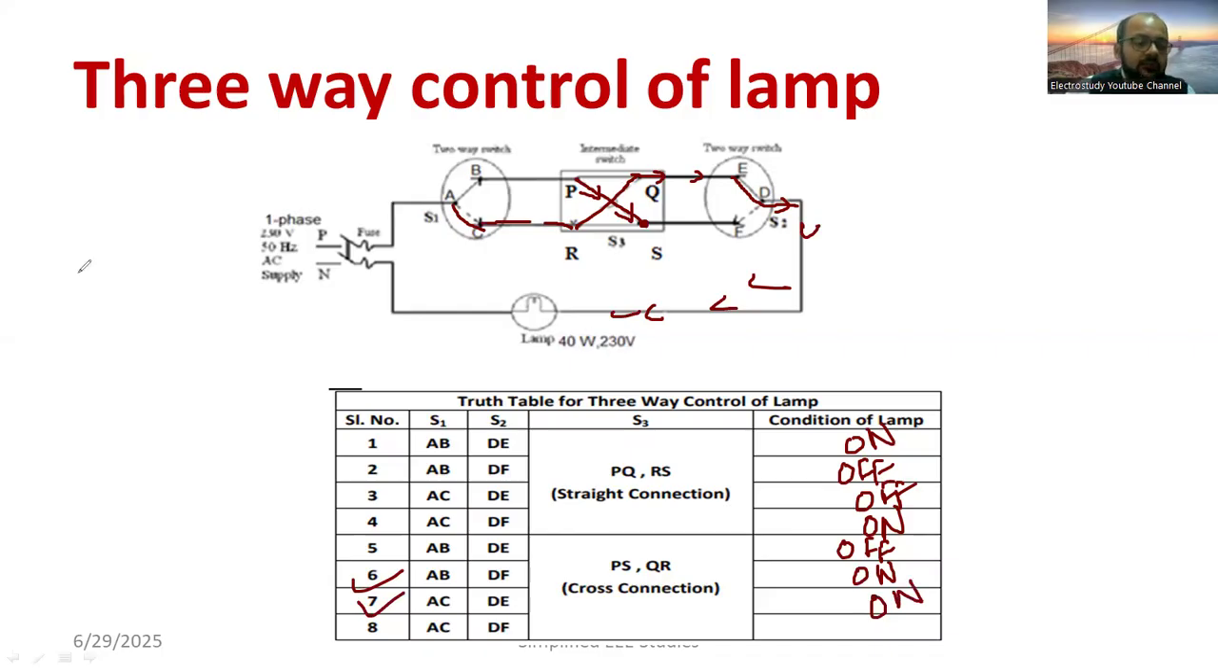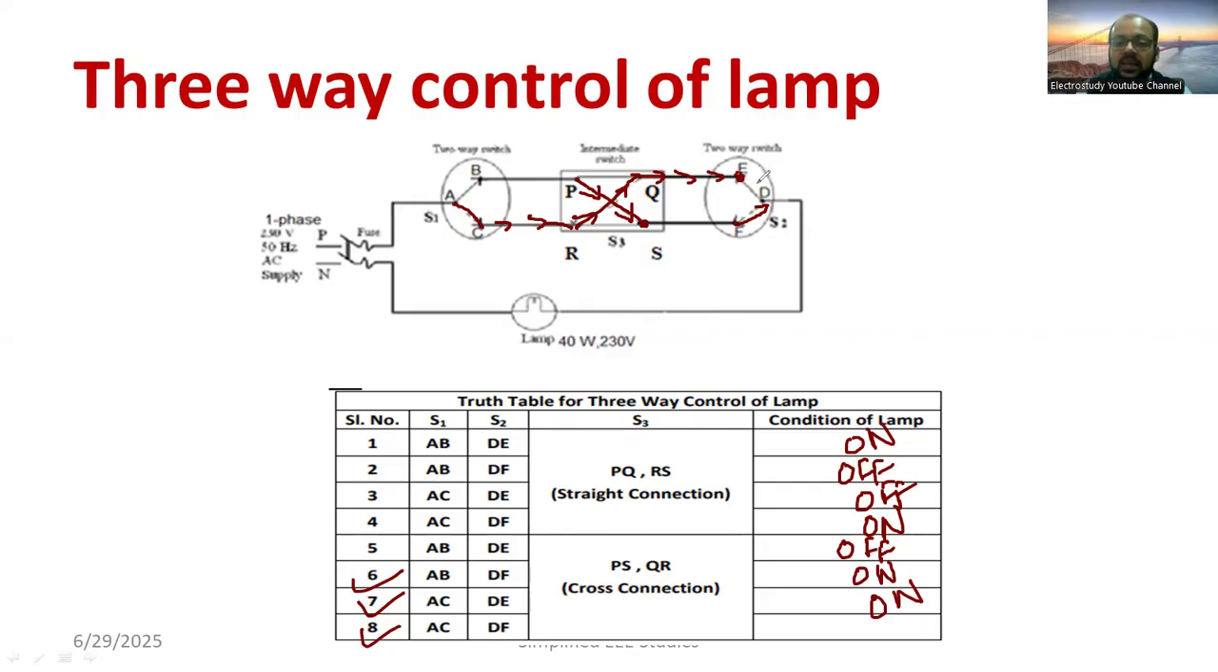At last, we need to verify one more condition. I would like to go for the last condition, AC and DF. If I connect AC, what will happen? Current will be passing in this fashion. It's a cross connection. It will move in this way. Up to E, you will be having a supply. Current is available up to E.